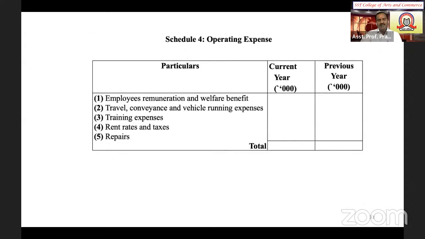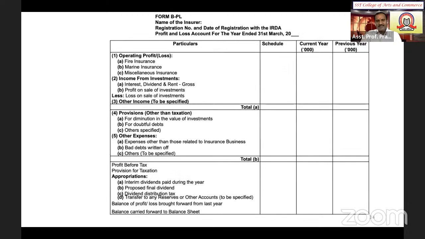Then Schedule 4, operating expenses: here employee remuneration and welfare benefits, travels, conveyance and vehicle running expenses, training expenses, rent, rates and taxes, repairs, sometimes management expenses. So the expenses which are related to insurance come here, under operating expenses. Now we'll move to the profit and loss account.